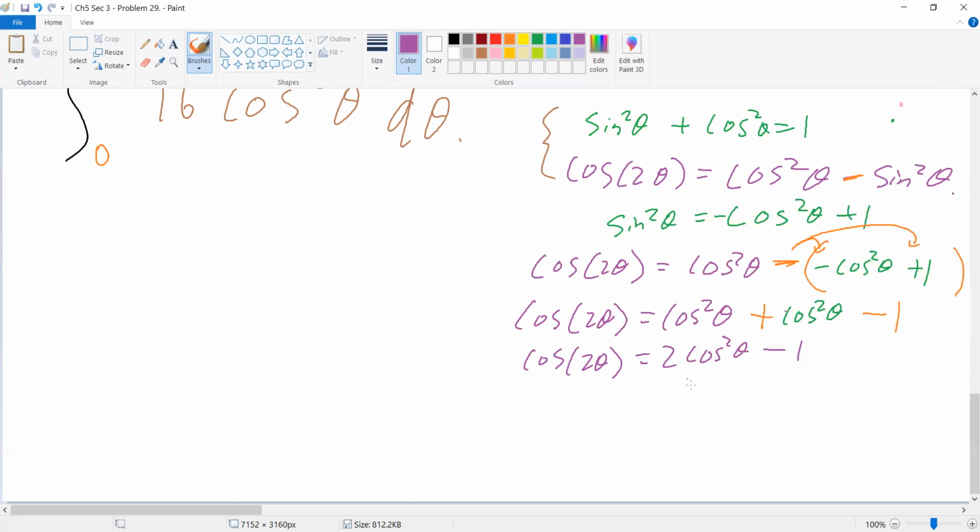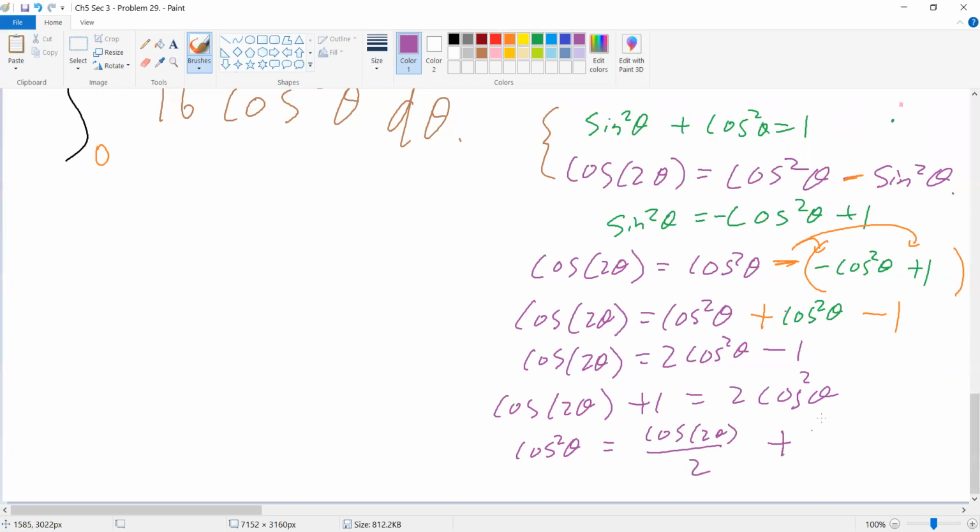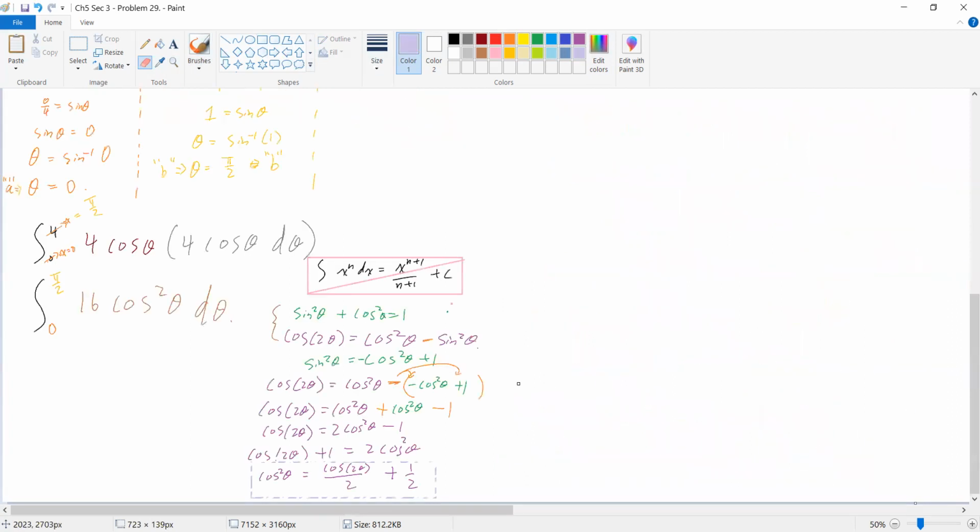Then let's solve for cosine squared. This gives us cosine of 2 theta plus 1 is equal to 2 cosine squared of theta. And so in the end, we now have cosine squared of theta is equal to cosine of 2 theta over 2 plus 1/2. Whew, this is great. We finally have a statement using cosine, but we now don't have to worry about any powers, because the powers are actually the things that give us a lot of trouble.